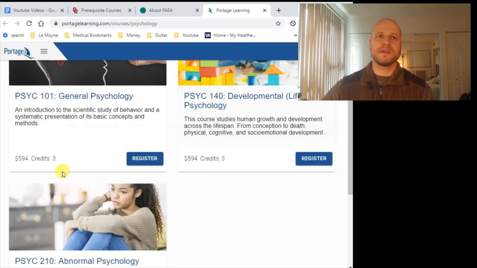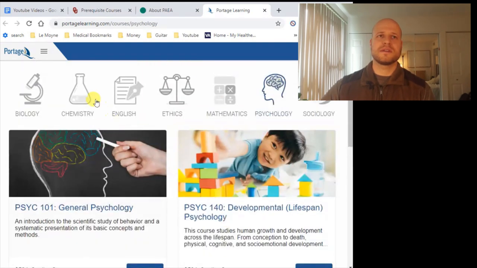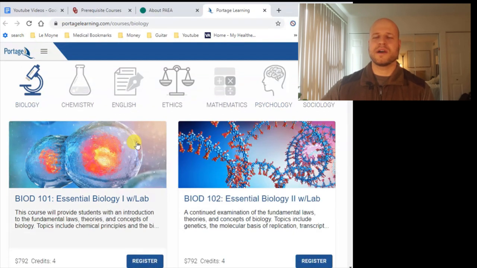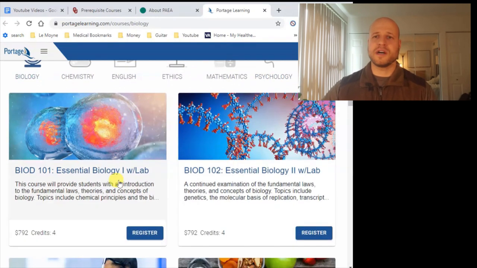Check out the prices. $600. The ones that have a lab component are a little more in depth, a little bit more involved. $800. And it's a 4-credit class. How much does a 4-credit class cost at a university? Thousand? A few thousand? I don't know. But either way, this is definitely a good resource.